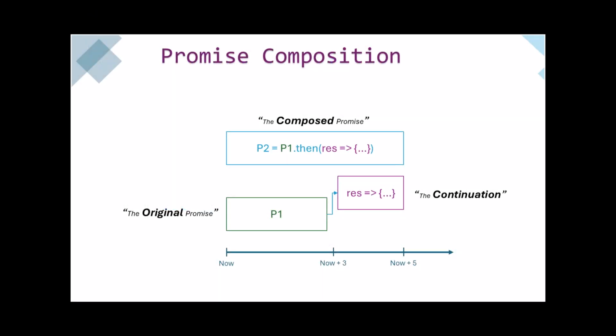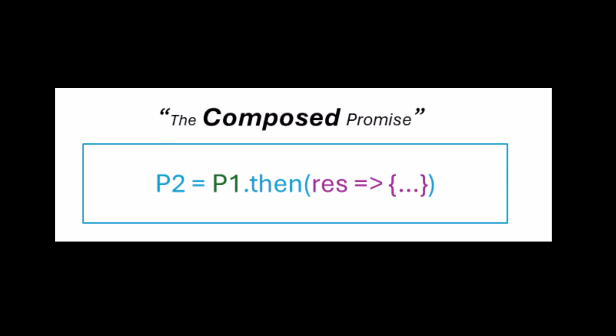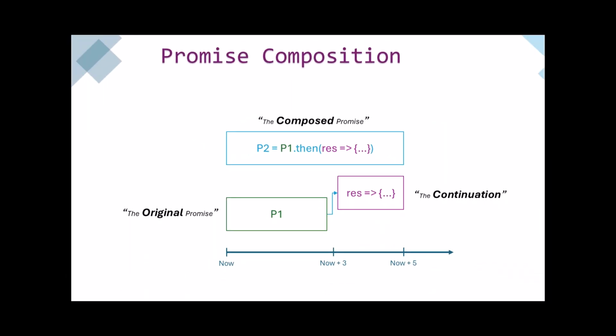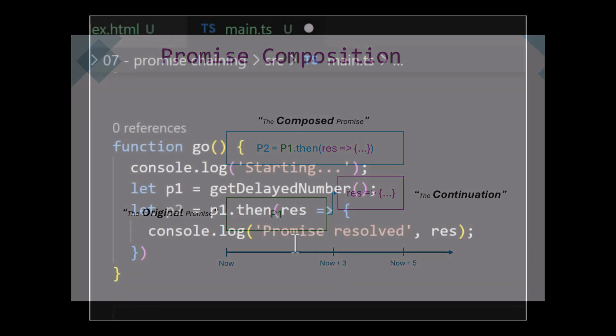So what then returns is called the composed promise. A promise is an object that describes when something completes and with what result. So our composed promise describes when the callback completes and its results. Of course, because the callback only begins after P1, or the original promise, completes, the composed promise now marks the completion of both the original promise and the continuation.